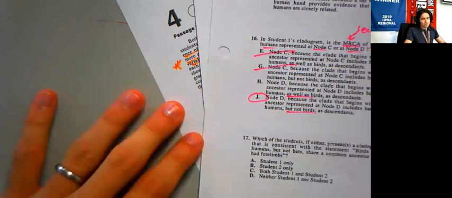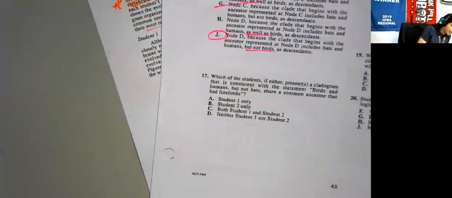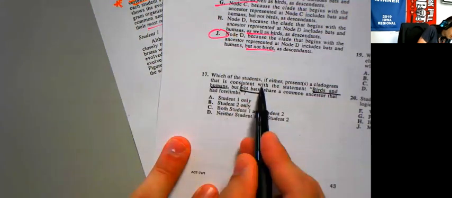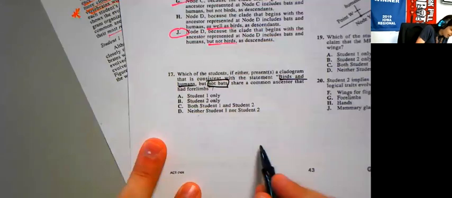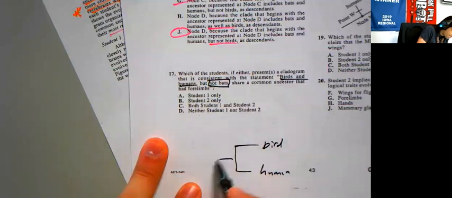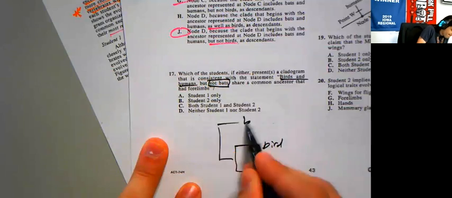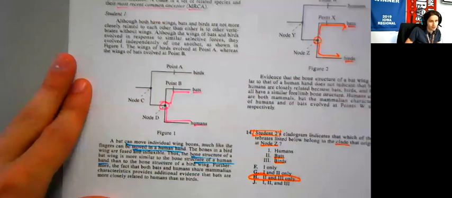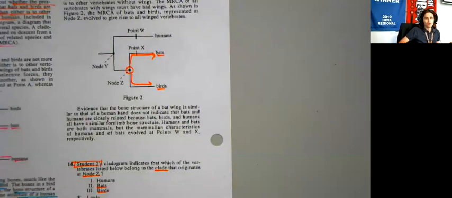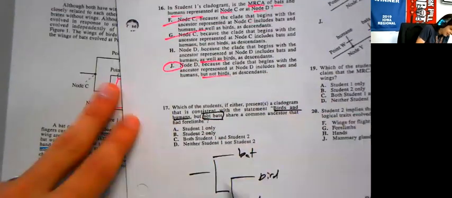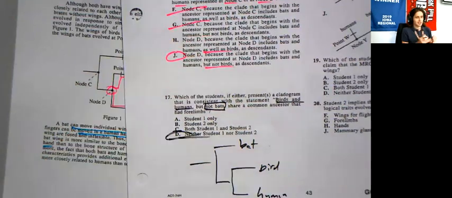Number 17, which of the students, if either, presents a cladogram that is consistent with the statement, birds and humans, but not bats, share a common ancestor? So what would that look like? So I'd have bird, human, but not bat. Okay, do we have one that looks like that? Birds and humans are close, but not bats? No, nobody thinks that birds and humans are particularly close. So that's going to be a neither. That's going to be answer option D.